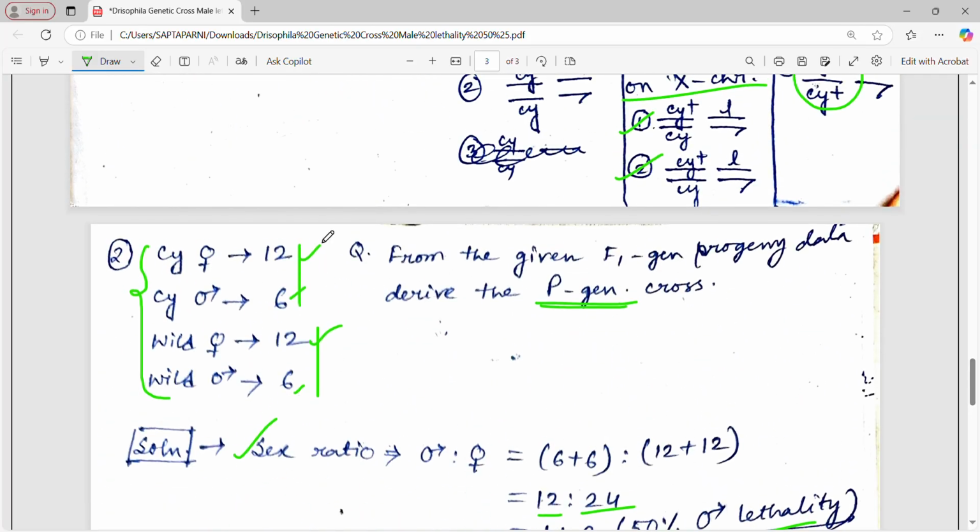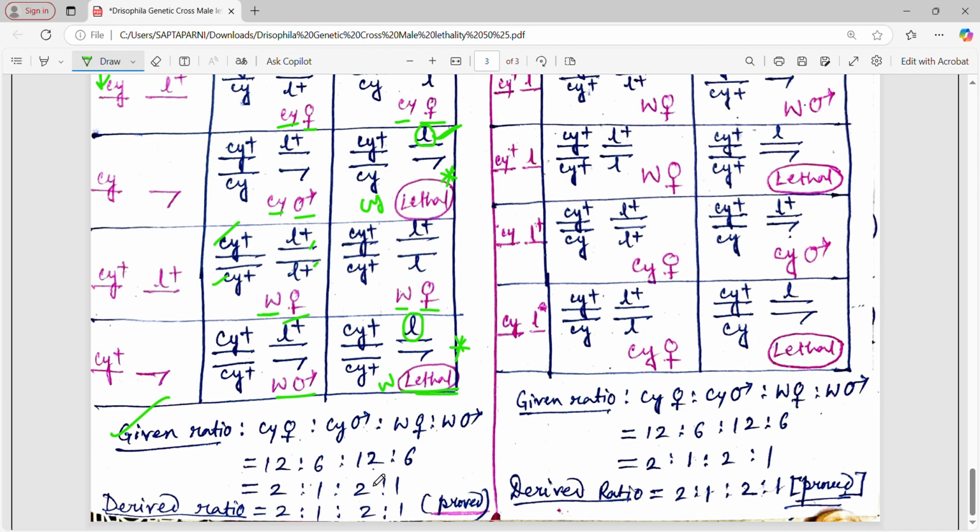The ratio was 12 is to 6 is to 12 is to 6. So the given ratio of Curly female is to male is to wild female is to male was 12 is to 6 is to 12 is to 6. So it is 2 is to 1 is to 2 is to 1. And from our cross, we have derived what ratio?